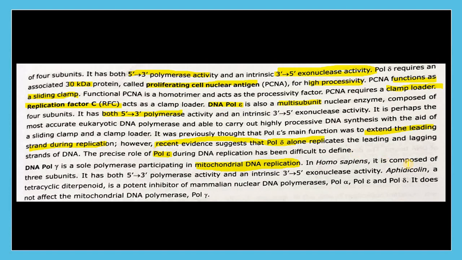DNA pol gamma is the sole polymerase participating in mitochondrial DNA replication. Very important. In Homo sapiens, it is composed of three subunits. It has polymerase activity and proofreading activity, and there is an inhibitor, that is dideoxycytidine. This inhibits alpha, epsilon, and delta, the mammalian nuclear DNA polymerases, but somehow it does not affect the mitochondrial DNA polymerase, that is pol gamma.